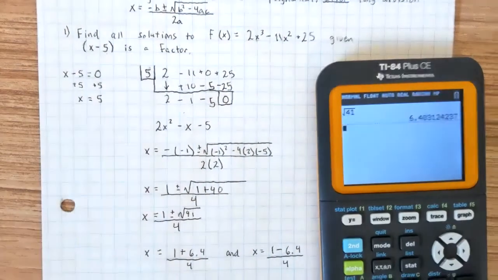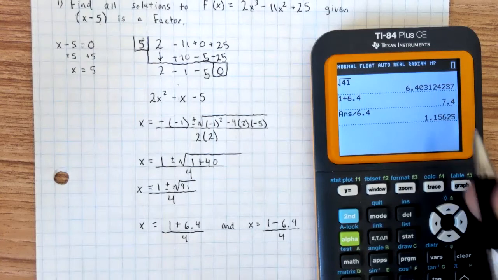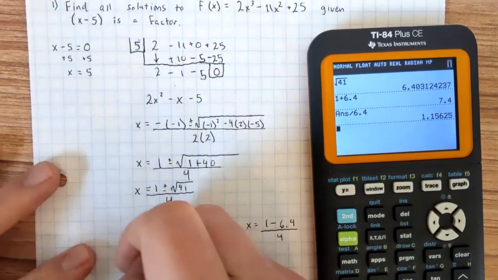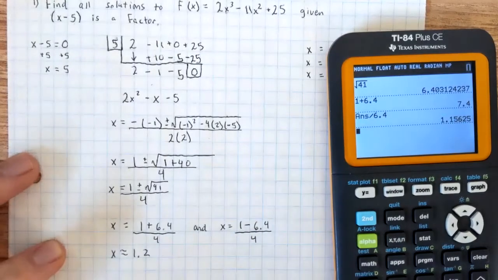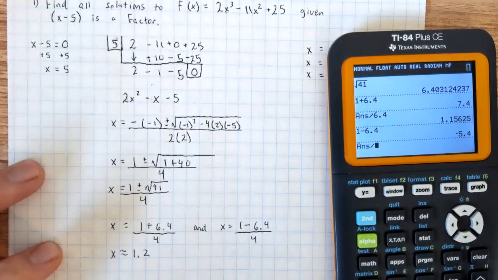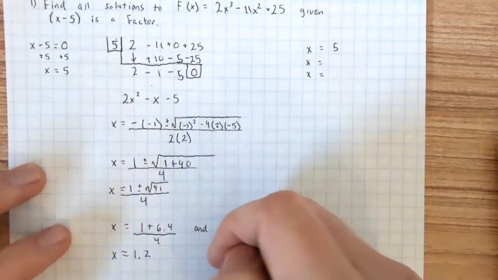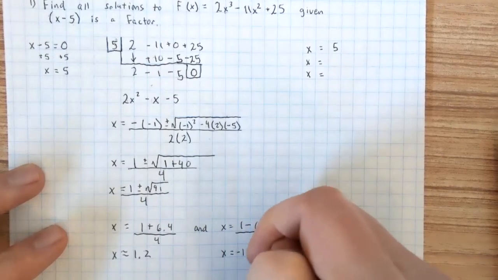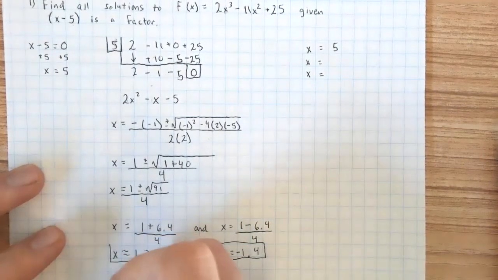I'll just do those on a calculator. 1 plus 6.4, divided by 4. I get approximately 1.85. And then on this other piece, I'm doing 1 minus 6.4, dividing that by 4. And I get negative 1.35. I'm just going to round it to negative 1.4. So there's 2 of our solutions.